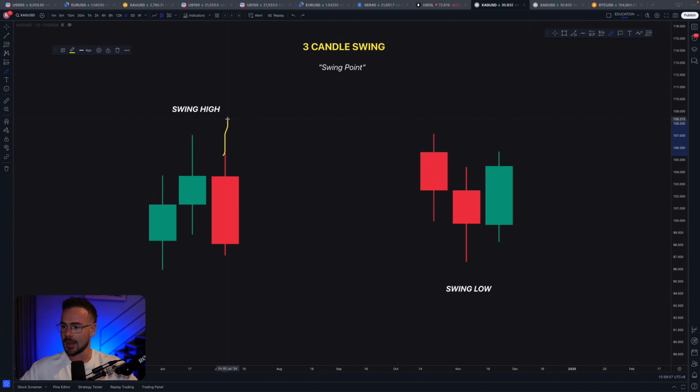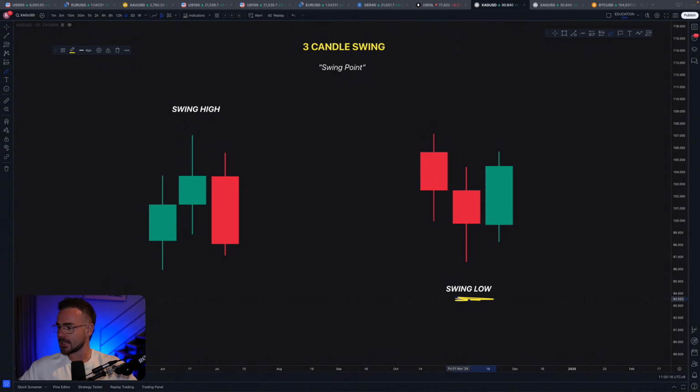If this candle came up above this one, that's not a swing point. That's just consecutive higher candles. We're looking for a swing. And the deeper this swing is in price, the stronger that swing point is, or that sign of reversal. So the high and then one either side of it a little bit lower, that is your swing high.